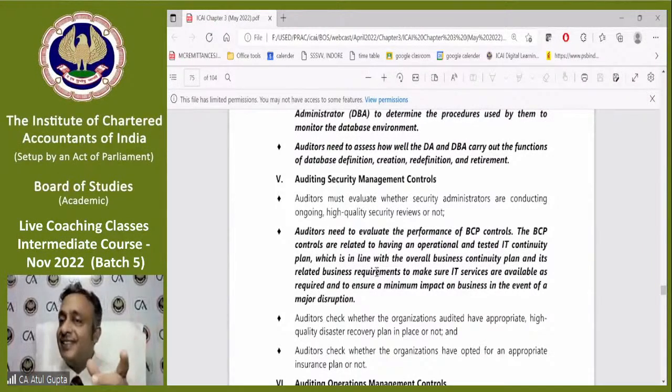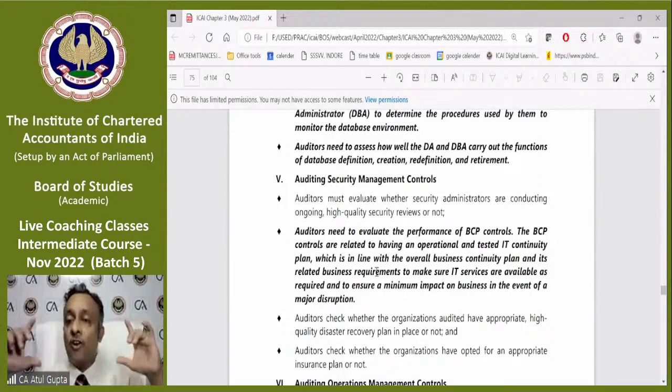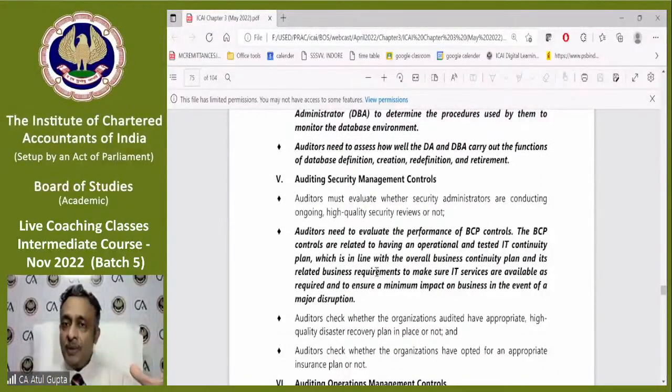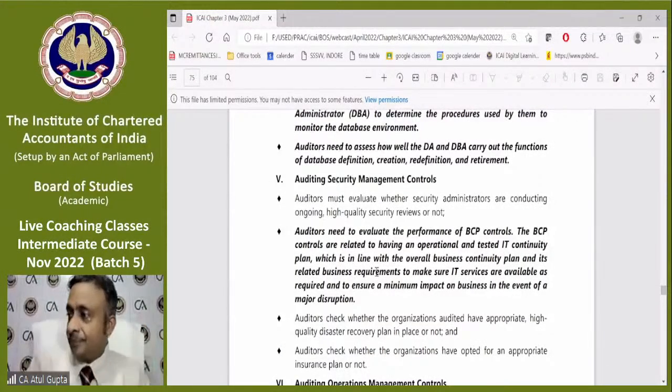And read the second line, you'll get the intensity. The BCP controls are related to having an operational and tested continuity plan. That means the organization must have validated that they can do business on the main server and also on the parallel server. And you are going to audit it. Believe the intensity of this line. That is what is there. Business continuity planning.